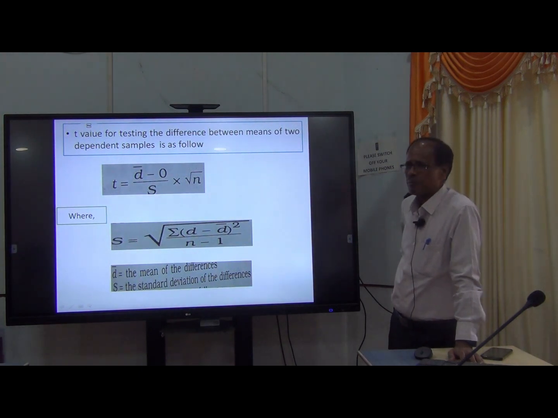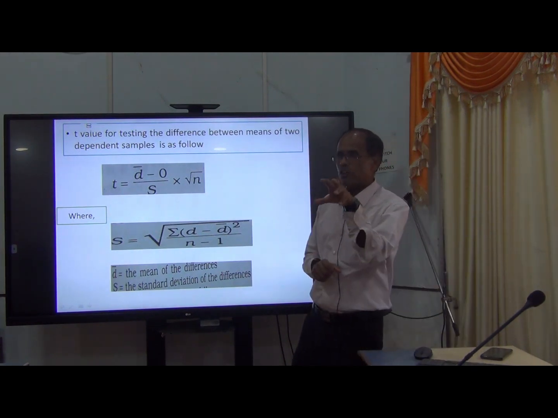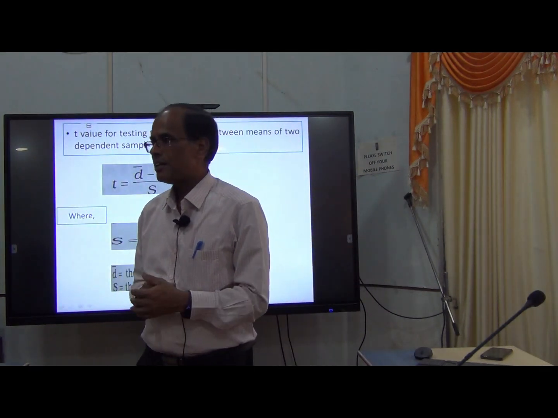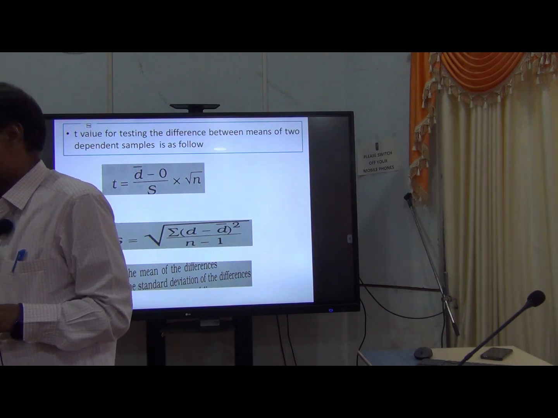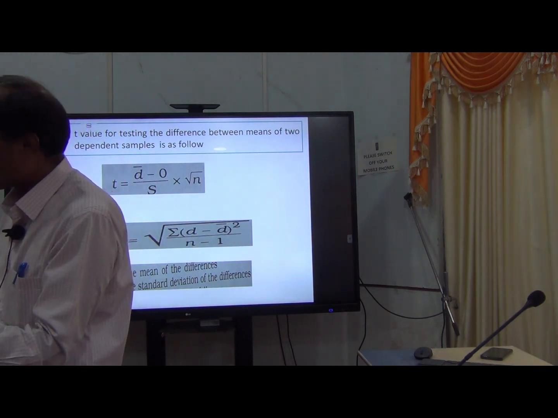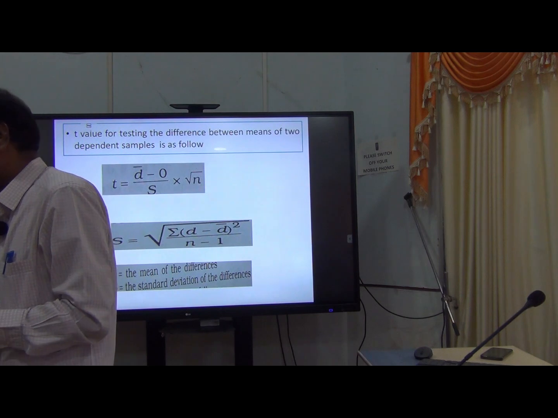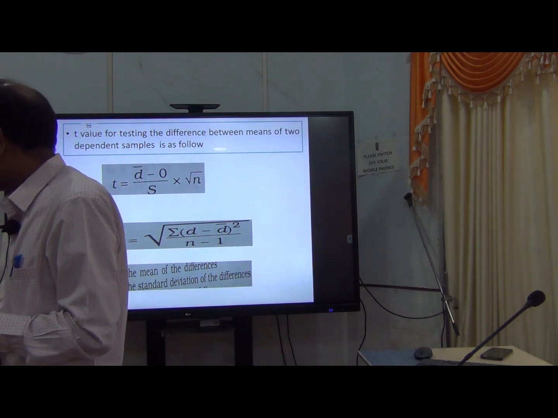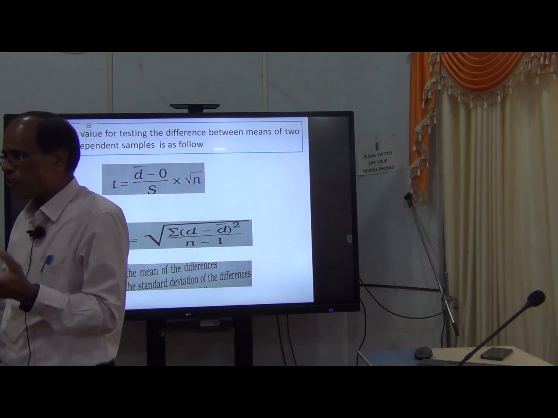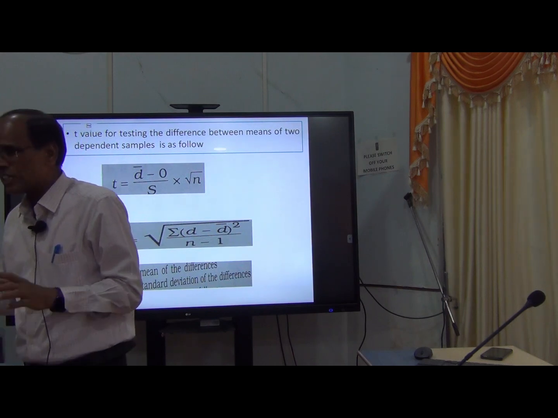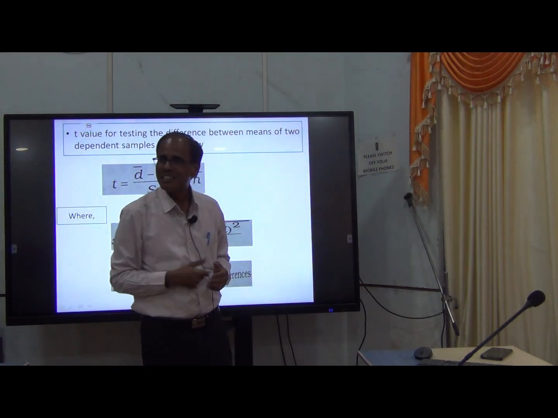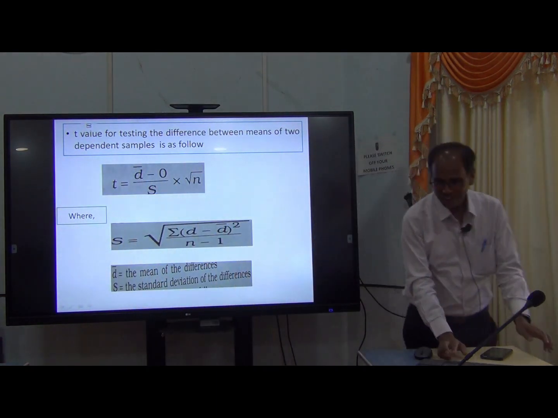D bar means difference bar. Take the mean of differences. So before introduction, for example, this person, right now he has purchased 10 kg. Before that, 0. 10 minus 0, the difference is 10. For him, now 10, before 5, difference is 5. So that is the difference. Take the mean. That's how you do it.